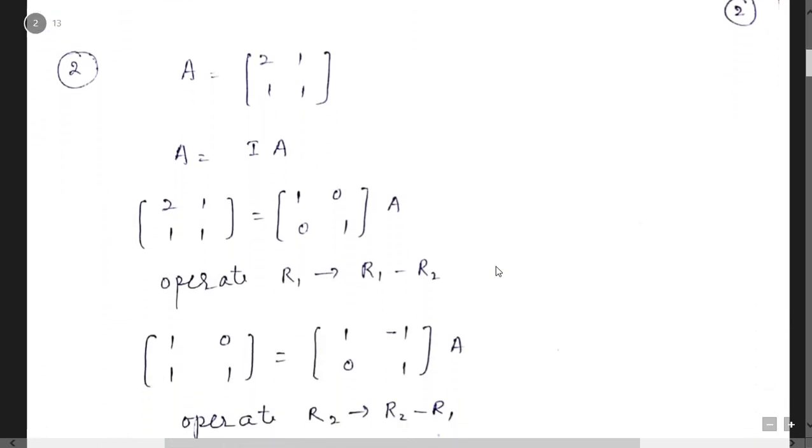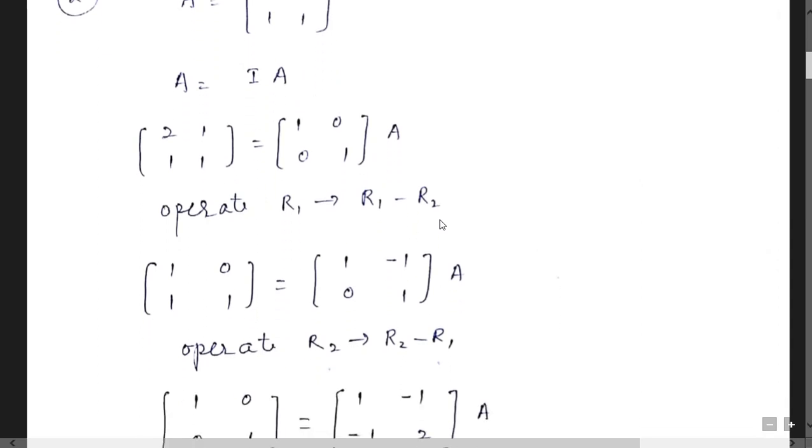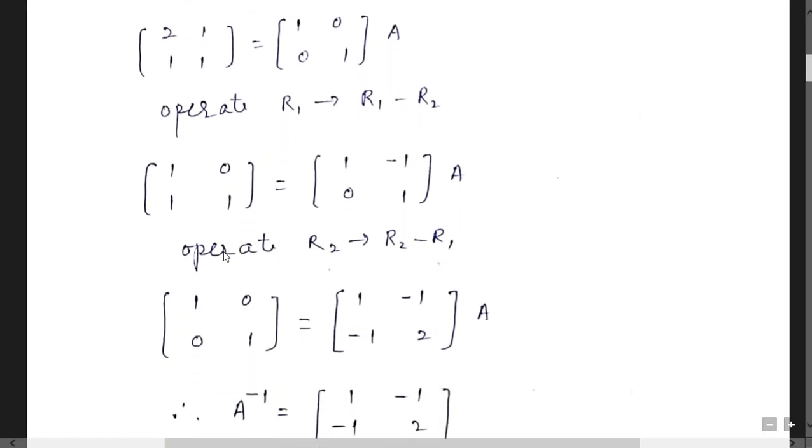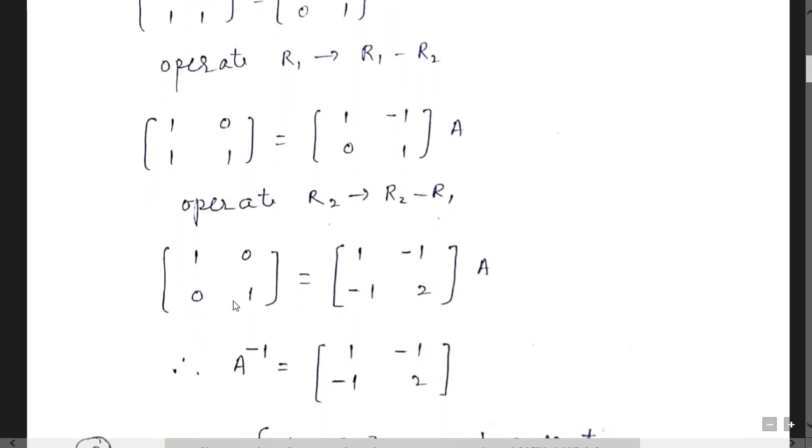Let us start with the second question. The second question is 2 1 1 1. Again insert the same values. Then convert this value into 0, and then this value into 0. Second value, 1 1 is already there. Now the matrix developed on the right hand side is equal to the inverse.